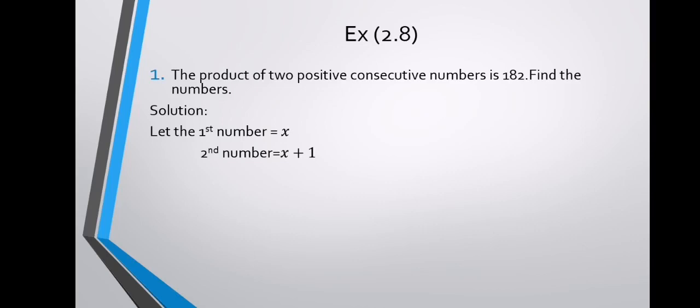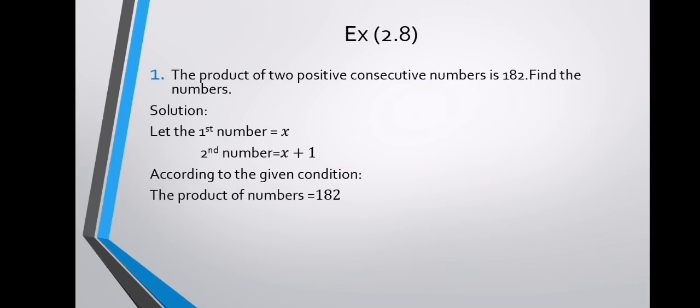Since we have been given the condition that the product of these two positive consecutive numbers is 182, applying the condition and writing it in mathematical form, we get x into x plus 1 is equal to 182. Multiplying x to the terms inside the bracket, we get x square plus x is equal to 182. This implies that x square plus x minus 182 is equal to 0.